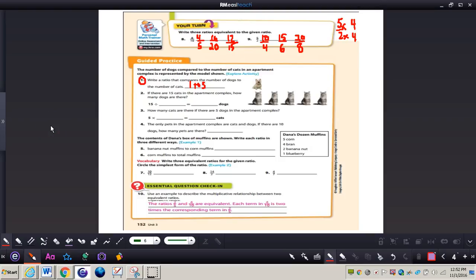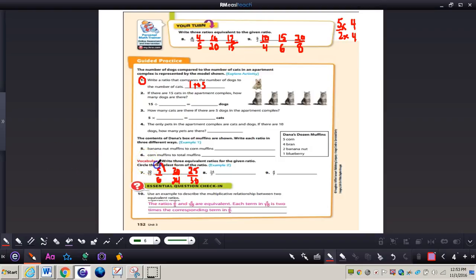So let's take a look at number 7. It says 10 to 12. And what you need to do is write 3 equivalent ratios for the given ratio and circle the simplest form of the ratio. So you need to at least include the simplest form. So 10 to 12. And you can work on number 7 now.